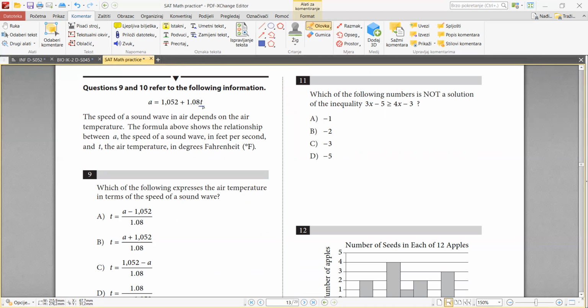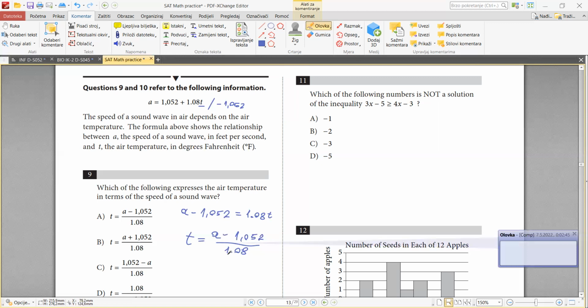So we must express the air temperature, which is here on the right side of the equation, in terms of the speed of a sound wave, so A. Firstly, we'll subtract 1052 from both sides, and we'll get A minus 1052 equals 1.08 T. And now we want to express T. So T should be A minus 1052 divided by 1.08. So the correct answer for number 9 would be A.